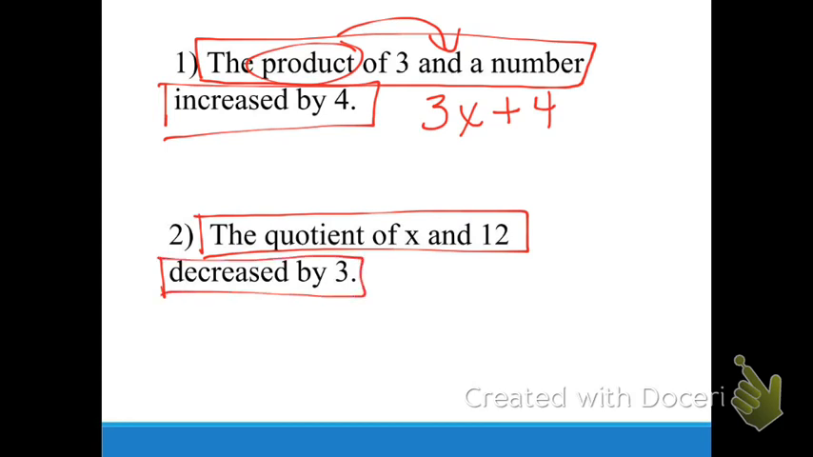Quotient of X and 12. Quotient means we're going to divide. So X divided by 12. And then decreased means we're going to subtract. And we'll subtract 3. And now, this is not the best way, but if you wrote this, I would count it right. I don't want you to worry that you have to write it specifically the way I'm telling you, because you'll get there. But the best way is to write it like this.